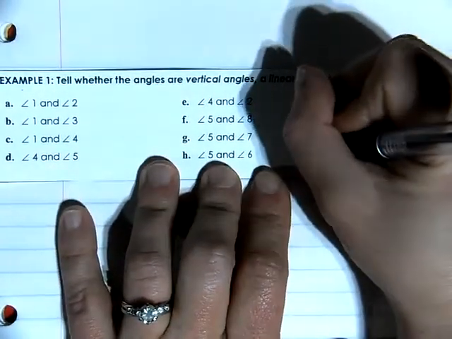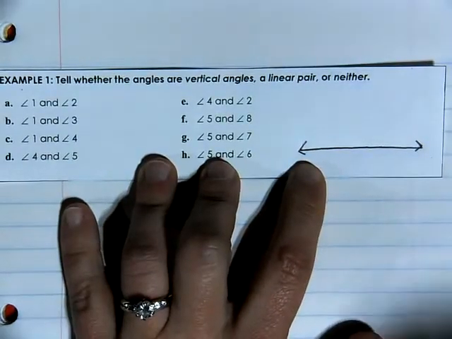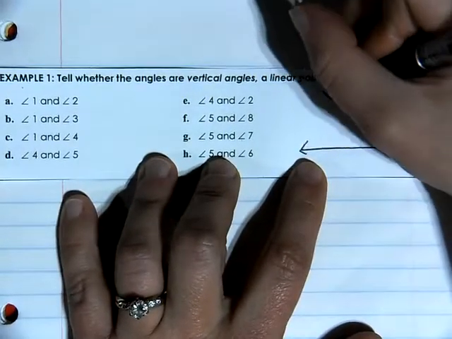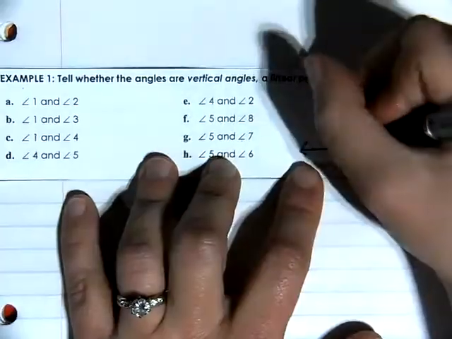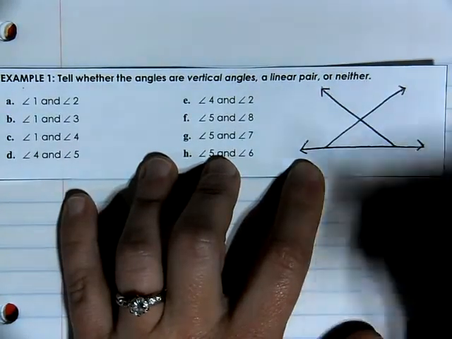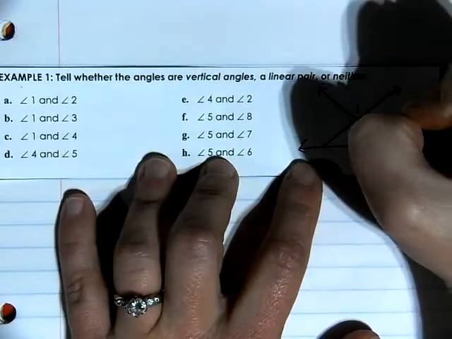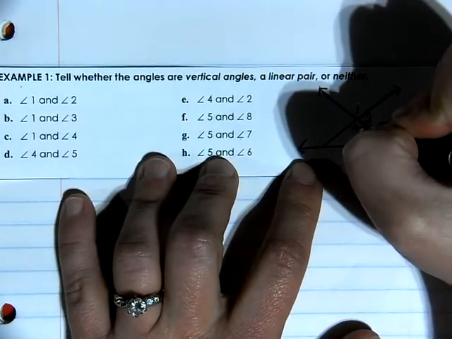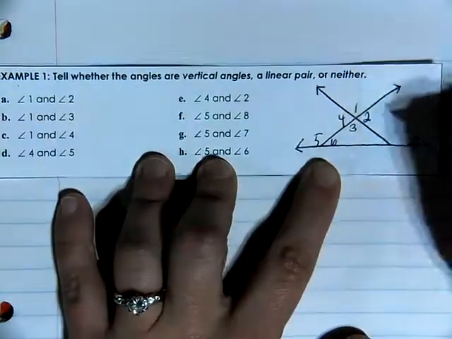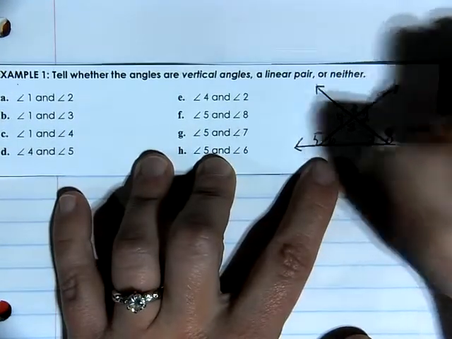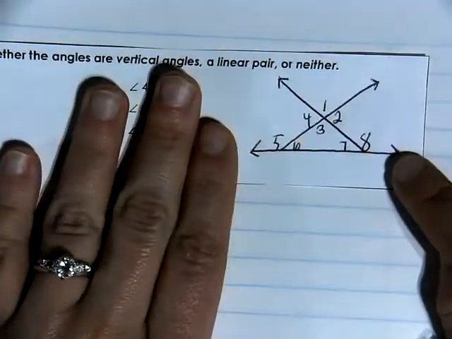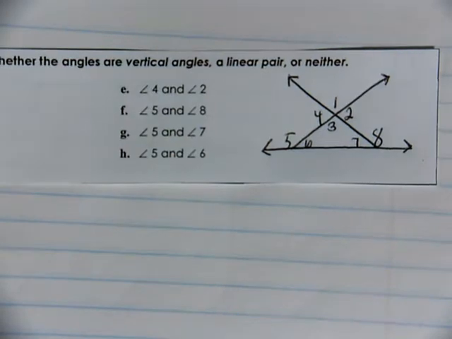So I have a line. I have one ray going in one direction, and I have another ray going in a different direction. And the angles are labeled like this: 1, 2, 3, 4, 5, 6, 7, and 8. So if you wouldn't mind pausing the video and drawing this figure, that will help you guys.